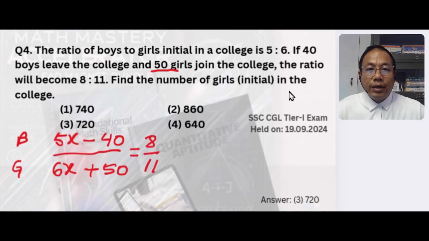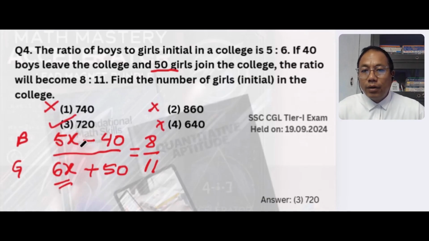Find the number of girls initially in the college. Number of girls is 6x. Which of the given options is divisible by 6? 6 is 2 into 3. Can we get the answer without any calculation? 7 plus 4, that's 11, not divisible by 3. 8 plus 6, 14, not divisible by 3. 6 plus 4, 10, not divisible by 3. 7 plus 2, 9, which is divisible by 3. The answer is option 3. We can get the answer without any calculation. Okay?